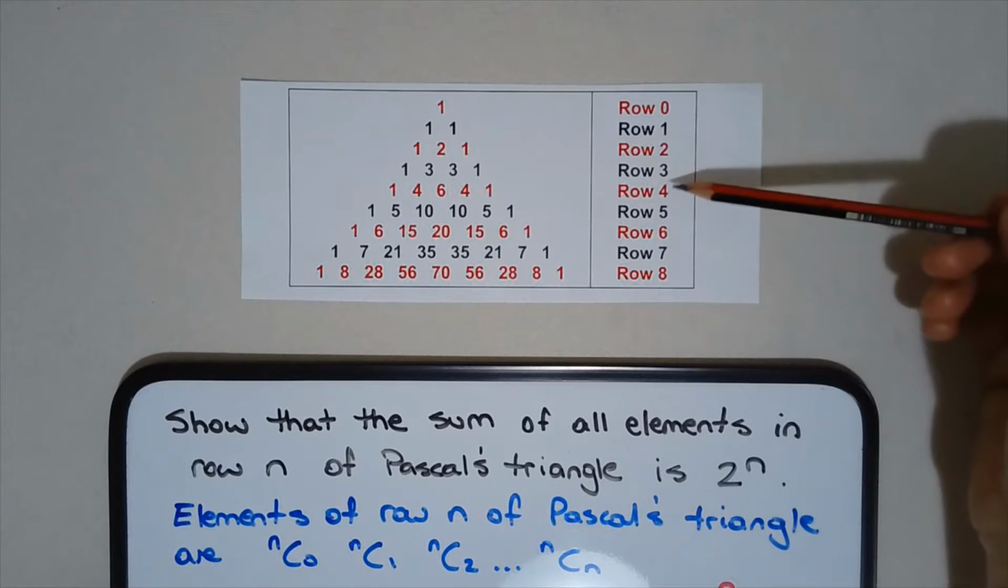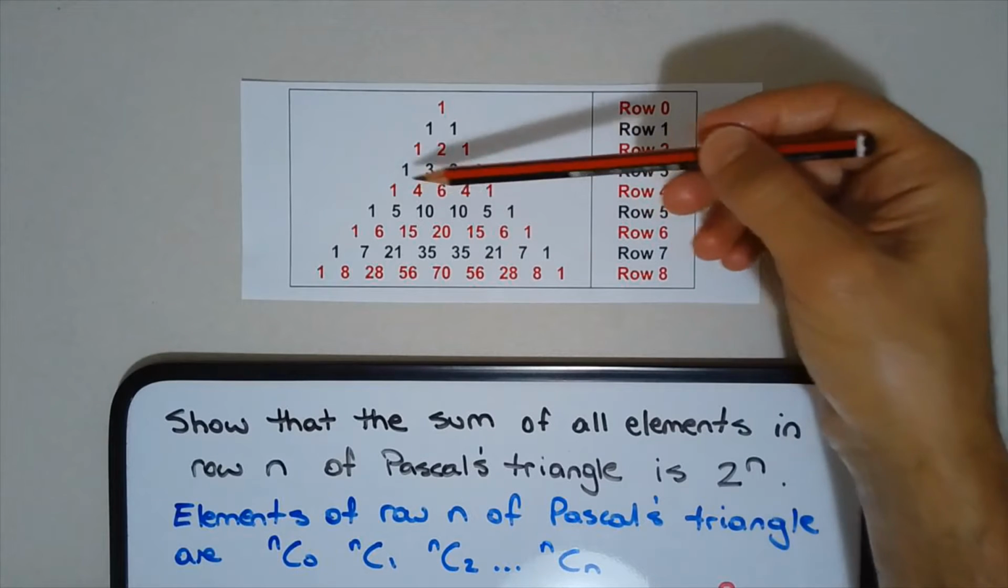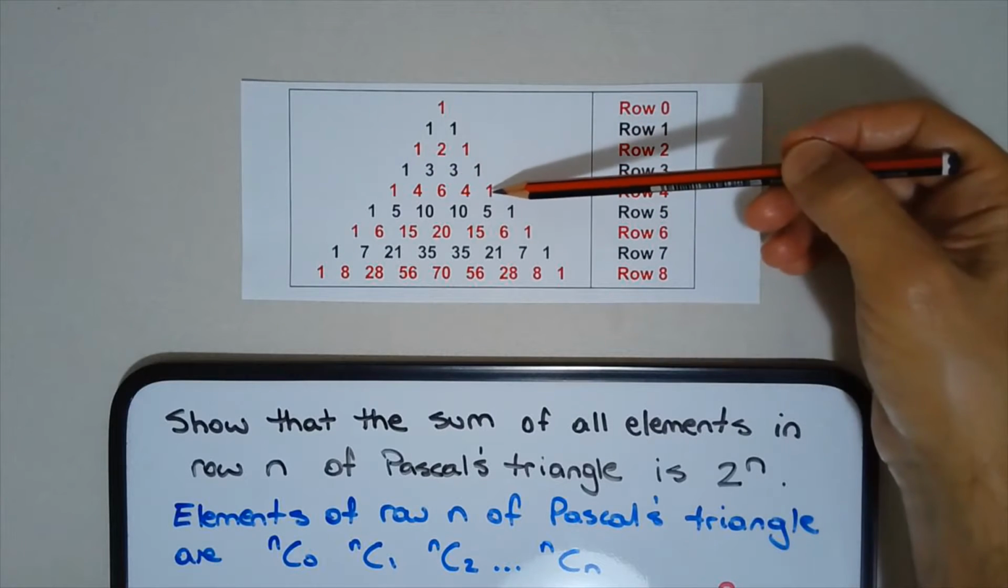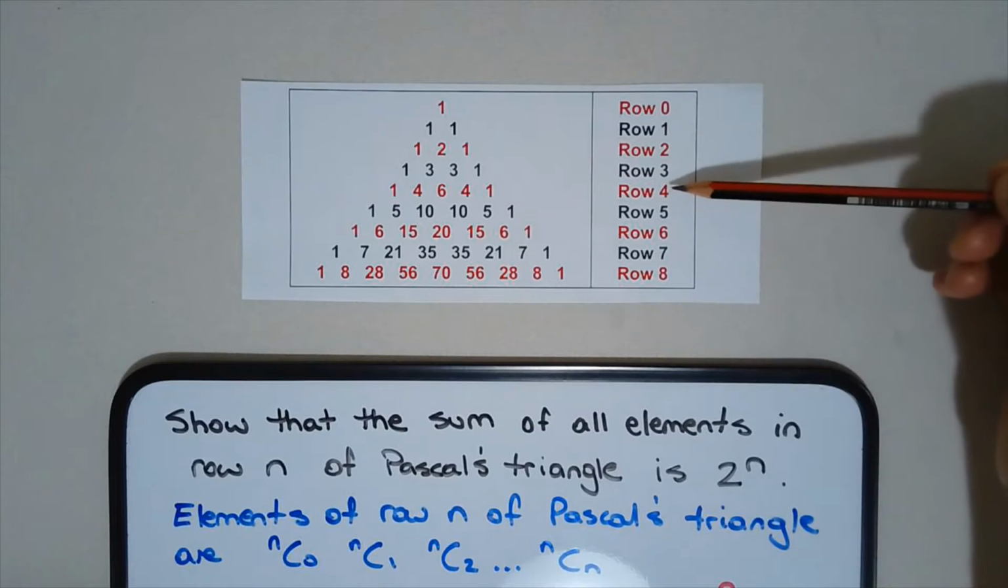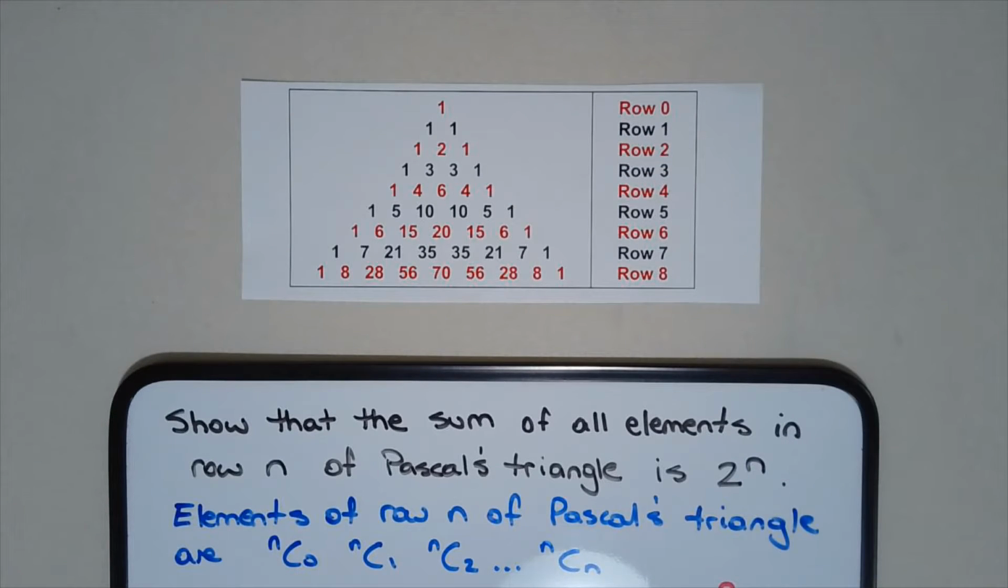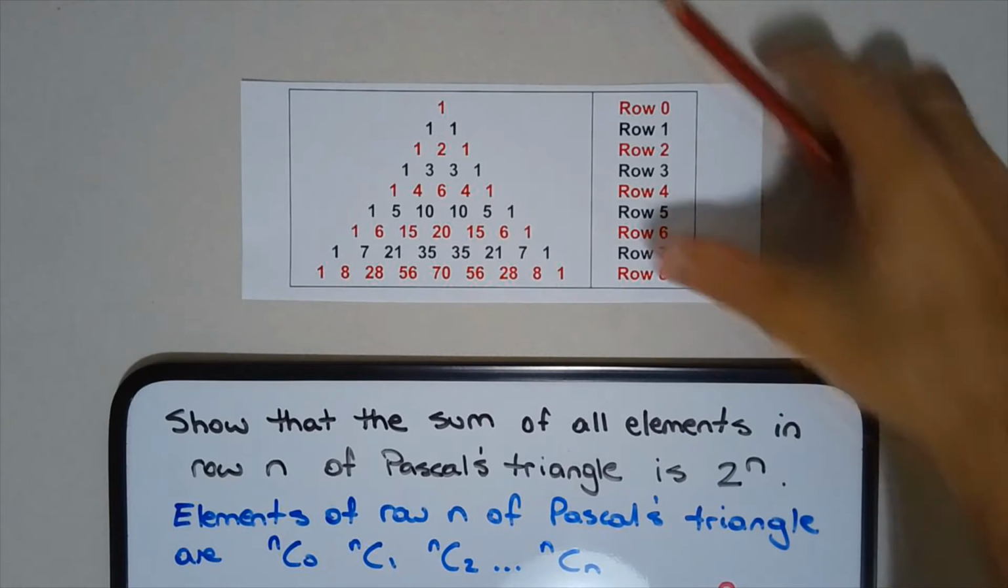Now, does that hold true for, say, row 4? 1 plus 4 plus 6 plus 4 plus 1 equals 16. But 2 to the power of 4 also equals 16. But does this pattern hold true for any row in Pascal's triangle? Let's find out.